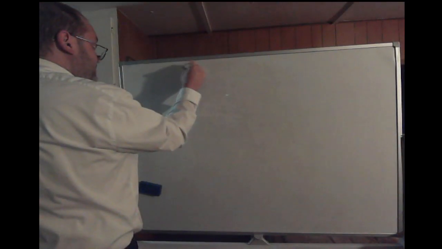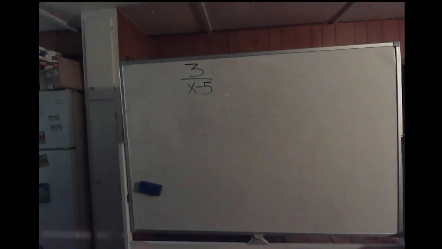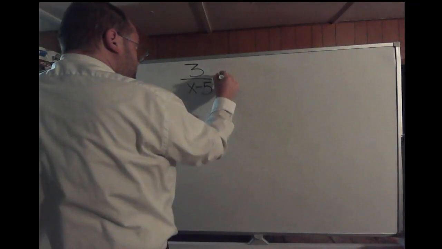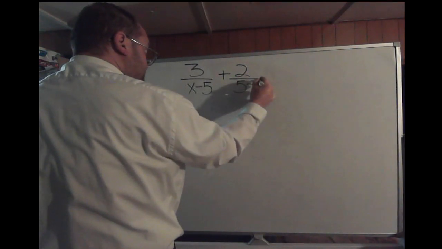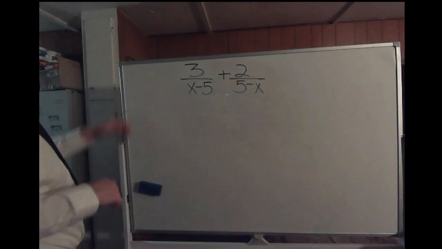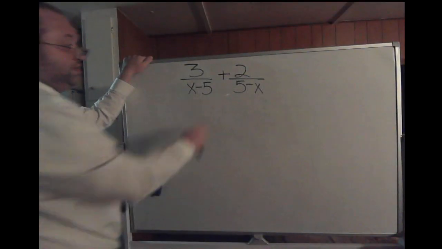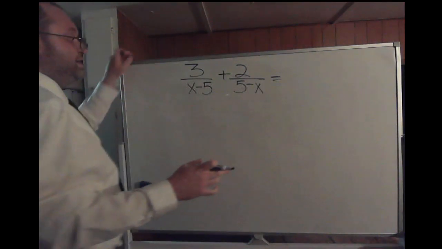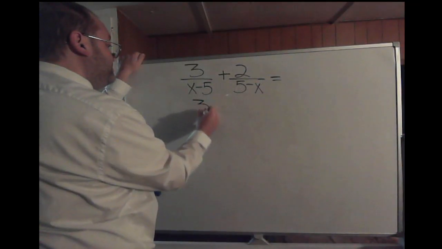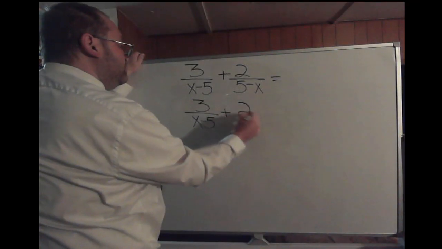All right, now how about this? We have 3 all over x minus 5 plus 2 all over 5 minus x. All of a sudden that changes because, well, we technically have a different denominator. They look almost the same, but 5 minus x, is that not just the negative of x minus 5? What we can do here, you'll keep your 3 over x minus 5, plus you'll have 2.